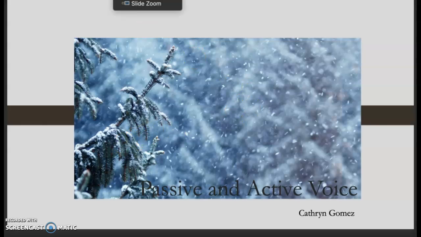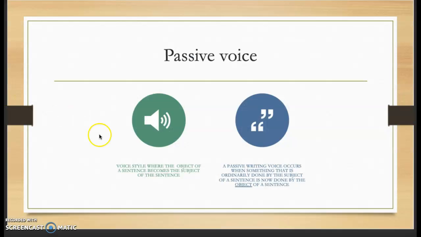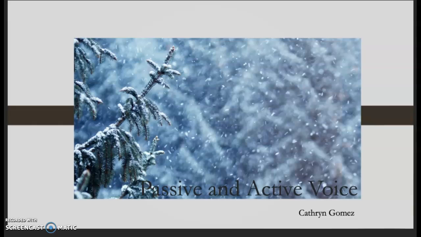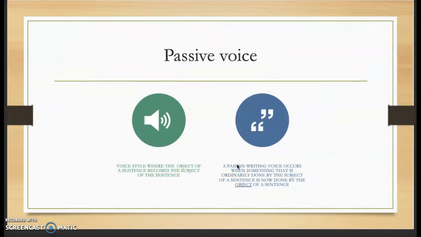Now for this lecture. Today we'll be talking about active and passive voices. A passive voice is a style where the object of a sentence becomes the subject of the sentence. A passive writing voice occurs when something that is ordinarily done by the subject of a sentence is now done by the object of a sentence.